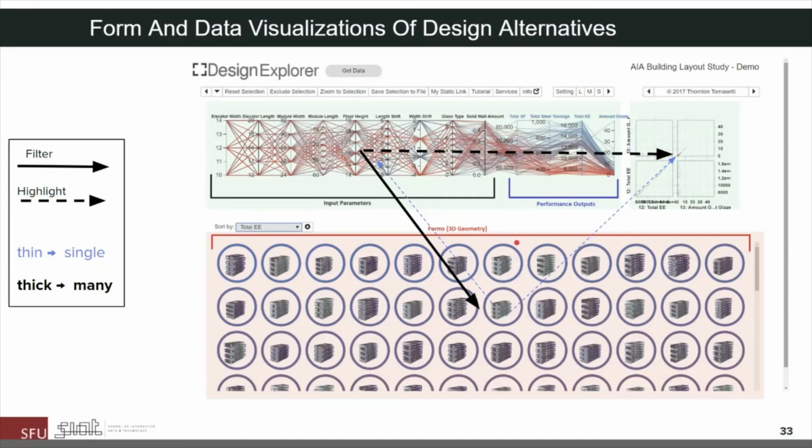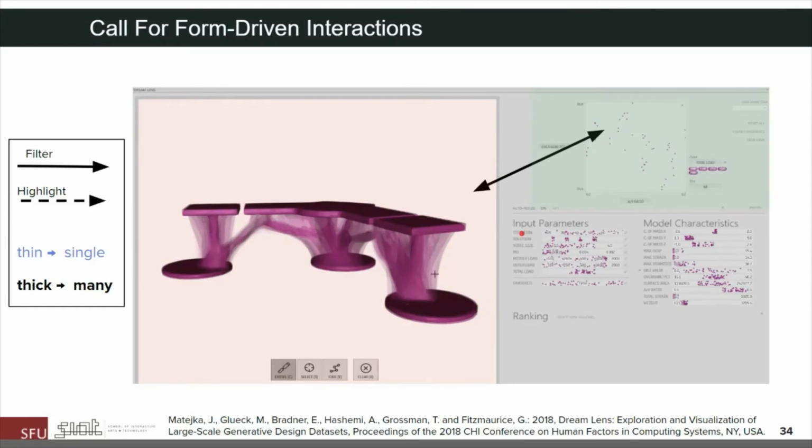In fact, we found that most of the systems we surveyed lacked form-driven interactions, with exceptions like Dreamlands, where users can, for example, use the chisel tool to abstract away undesired forms by interacting on a semi-transparent stack of designs. We argue that form-driven interactions can open new possibilities for enacting design criteria that are hard to express in numbers.